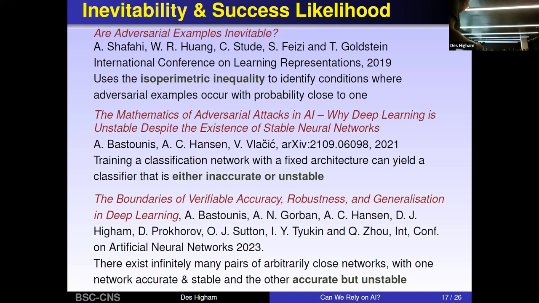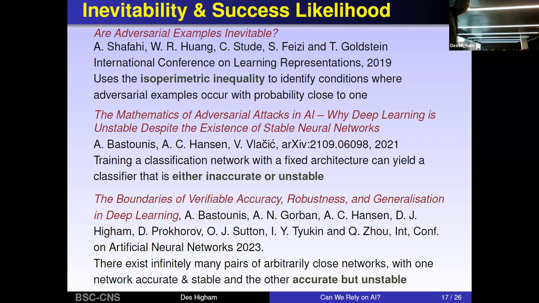Given the network, they can find the data set for which your network is guaranteed either to be inaccurate or unstable. So you can't have accuracy and stability at the same time. It's impossible. We have to have a trade-off. That's if you let these people choose the training set. So in that world, there's no guarantee of accuracy and stability.